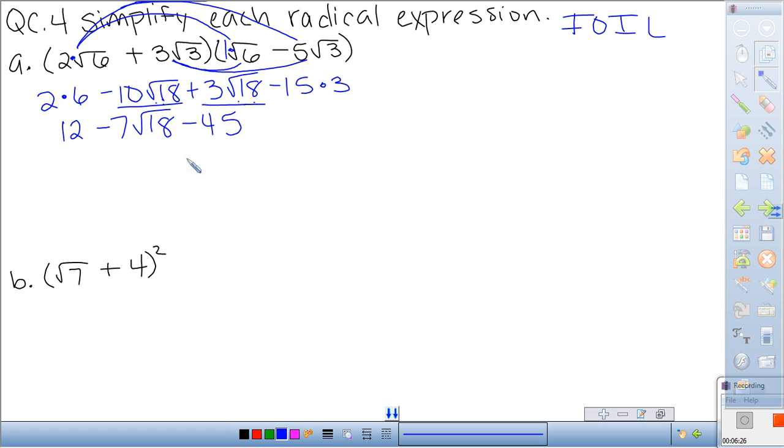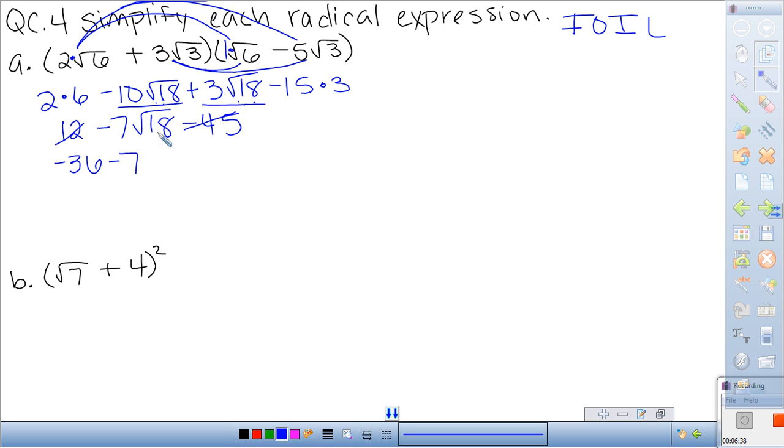Okay, we still have some like terms to combine. 12 minus 45, that's negative 36. Then we have negative 7 square roots of 18. So we did 12 minus 45, which is negative 36. Negative 7 square roots of 18.